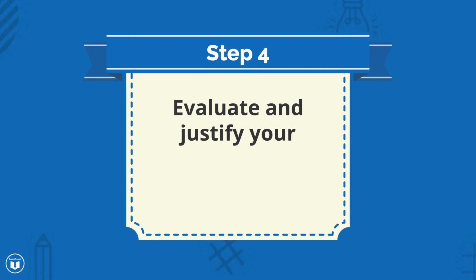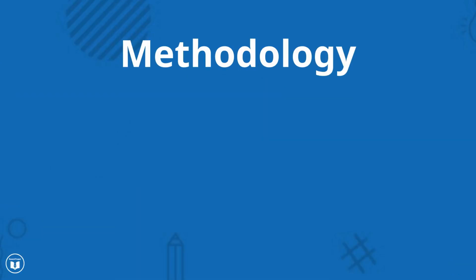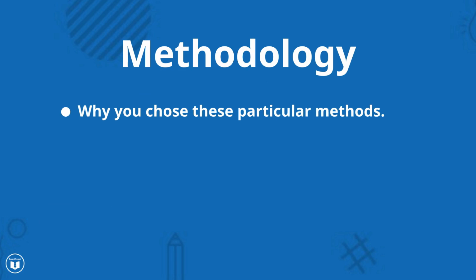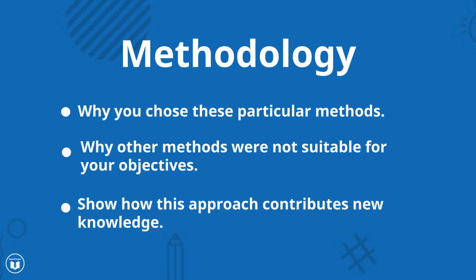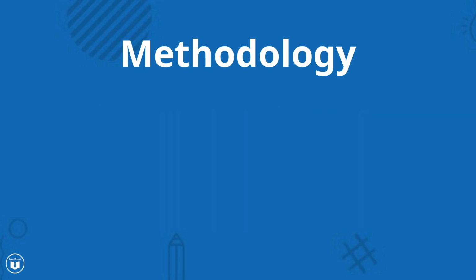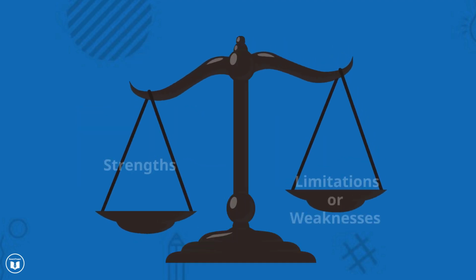Step 4. Evaluate and justify your methodological choices. Your methodology should make the case for why you chose these particular methods, especially if you did not take the most standard approach to your topic. Discuss why other methods were not suitable for your objectives, and show how this approach contributes new knowledge or understanding. You can acknowledge limitations or weaknesses in the approach you chose, but justify why these were outweighed by the strengths.